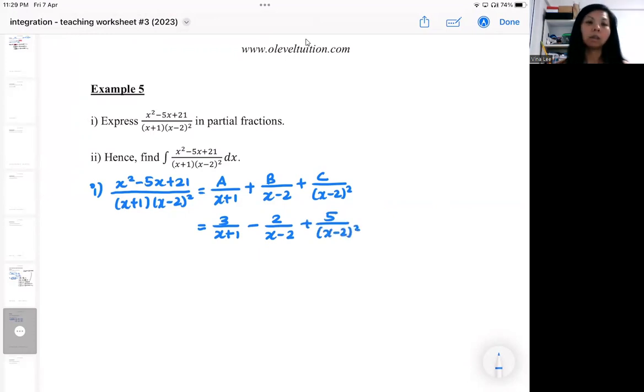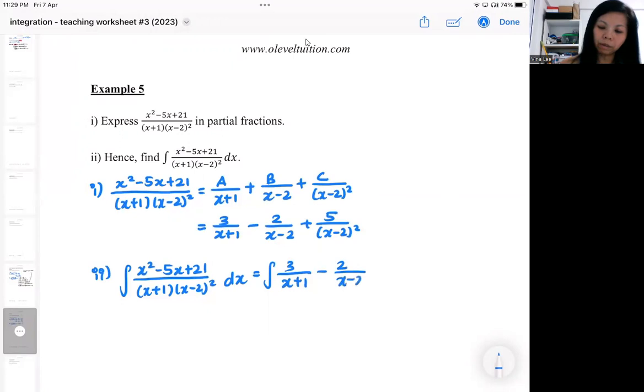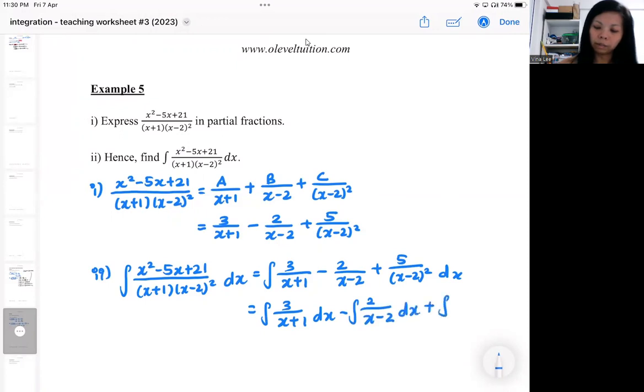The huge fraction that you couldn't integrate is actually equivalent to three little fractions. So you replace it totally with the three little fractions. And because you replace it with the three little fractions, you can split into three different integrations.